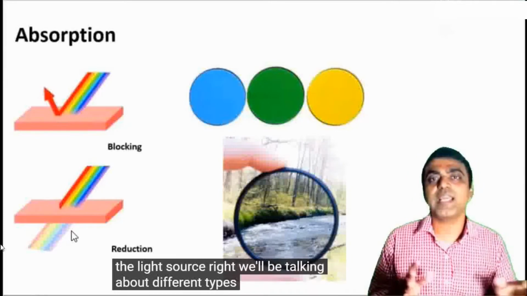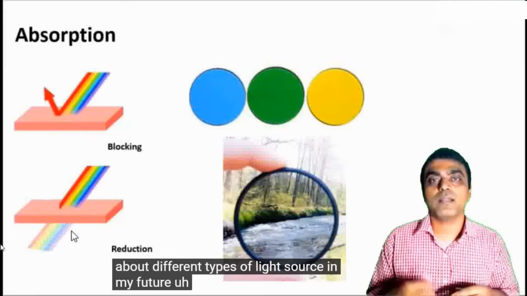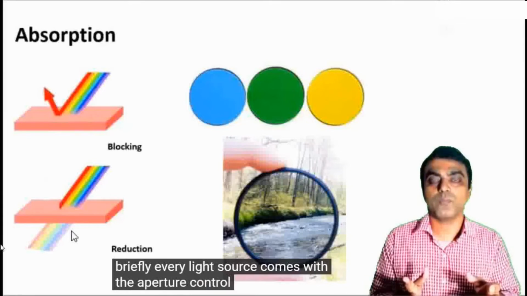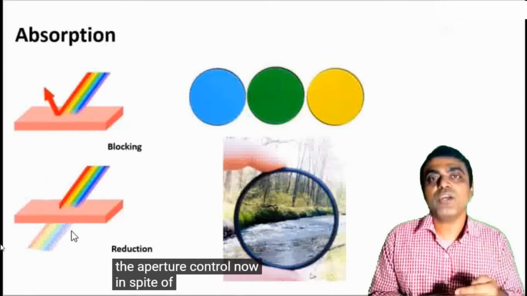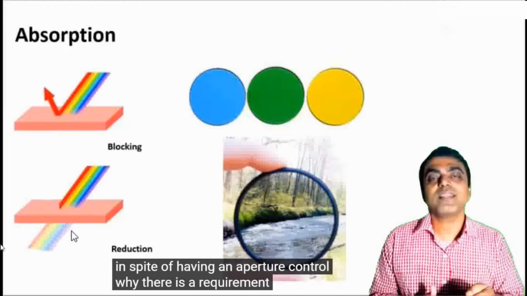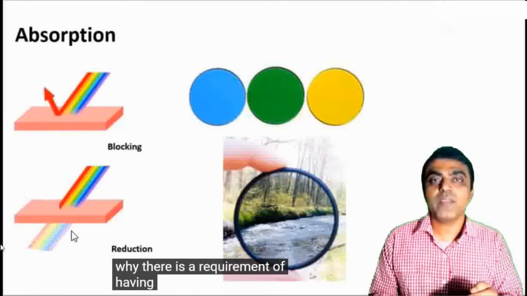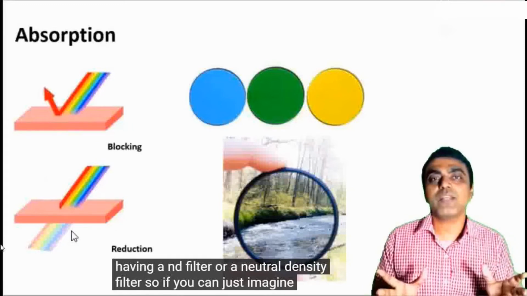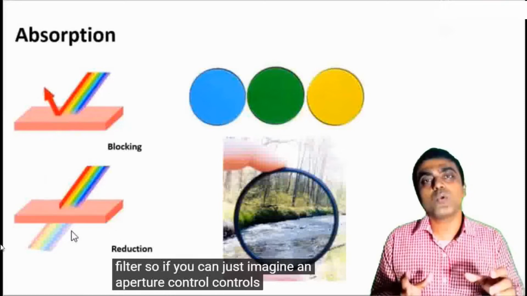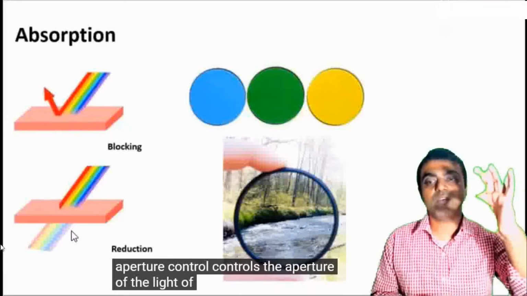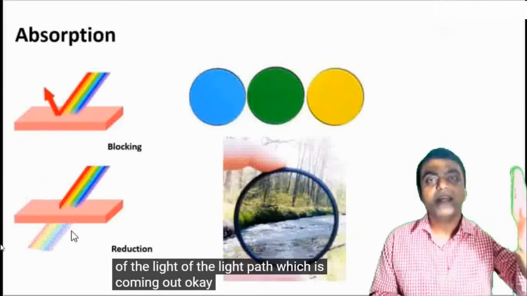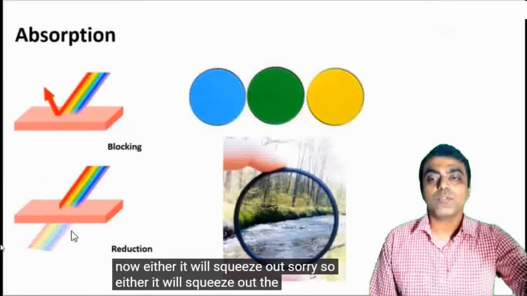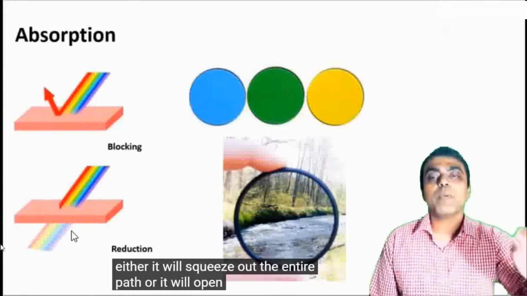We'll be talking about different types of light sources in my future lectures. But today, just briefly, every light source comes with an aperture control. Now, in spite of having an aperture control, why is there a requirement of having an ND filter, or a neutral density filter? If you can just imagine, an aperture control controls the aperture of the light path which is coming out. Either it will squeeze the entire path or it will open the entire path.